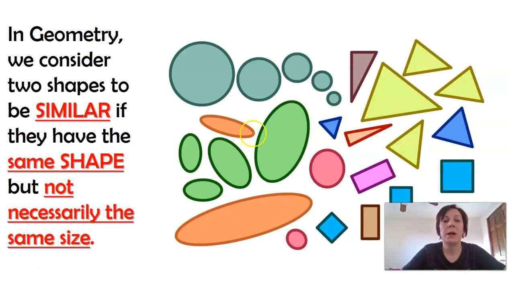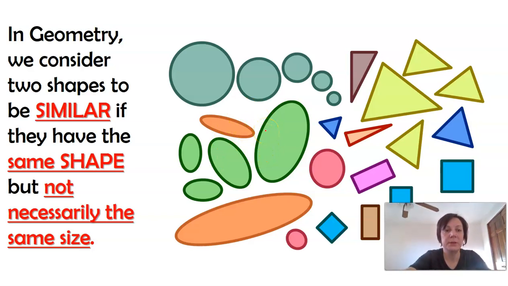Okay, so again, like I said, in geometry, we refer to similarity as same shape, but not necessarily the same size. If you look at all these beautiful color-coded pictures that I made, all of these circles are similar. Fun fact, all circles are similar because they're circles, so they are by default the same shape. Squares, all similar. All squares are squares, so they're all the same shape, but they could be different sizes.